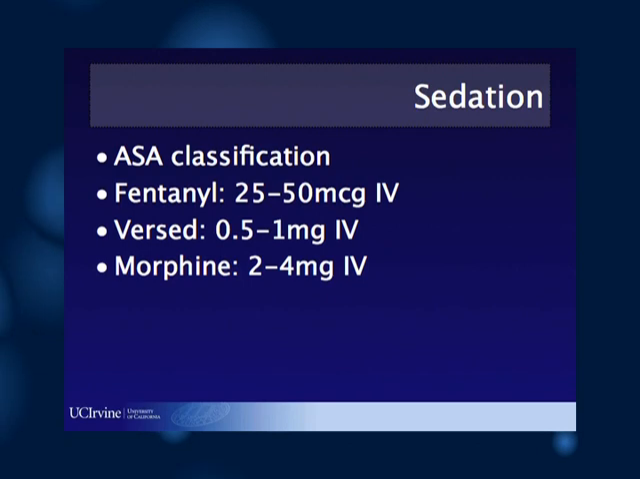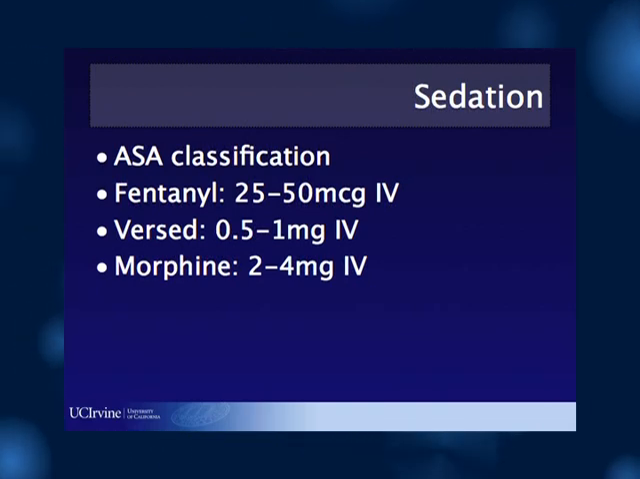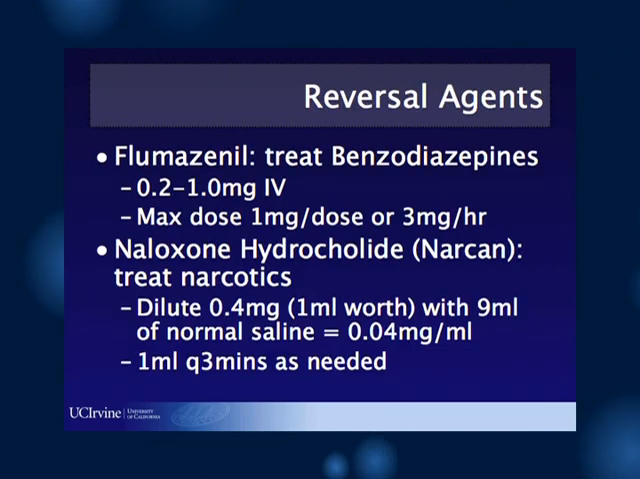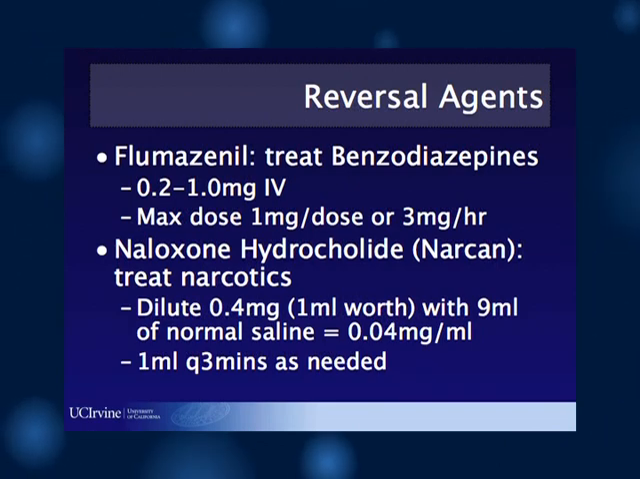Sedation should be appropriate for the American Society of Anesthesiologists classification. The most commonly used drugs include fentanyl, 25 to 50 micrograms intravenously, Versed 0.5 to 1 milligram intravenously, or on occasion, and now more rarely used, morphine 2 to 4 milligrams intravenously. Reversal agents for benzodiazepine include flumazenil 0.2 to 1 milligram intravenously with a maximal dose of 1 milligram per dose or 3 milligrams per hour. Narcan or naloxone hydrochloride is also used to treat narcotics and diluted as indicated on the screen.